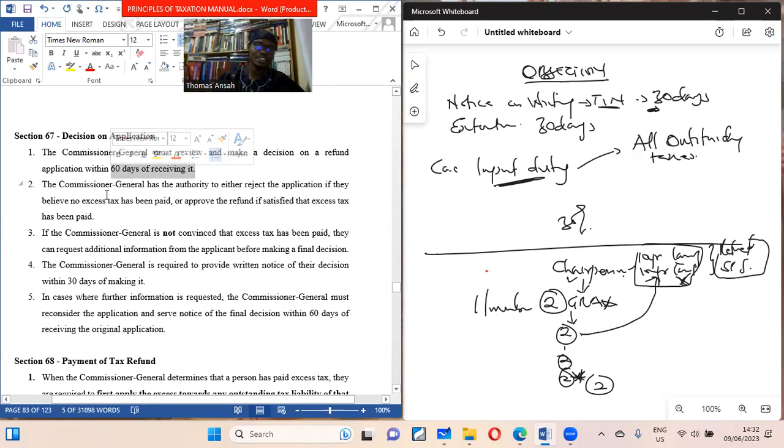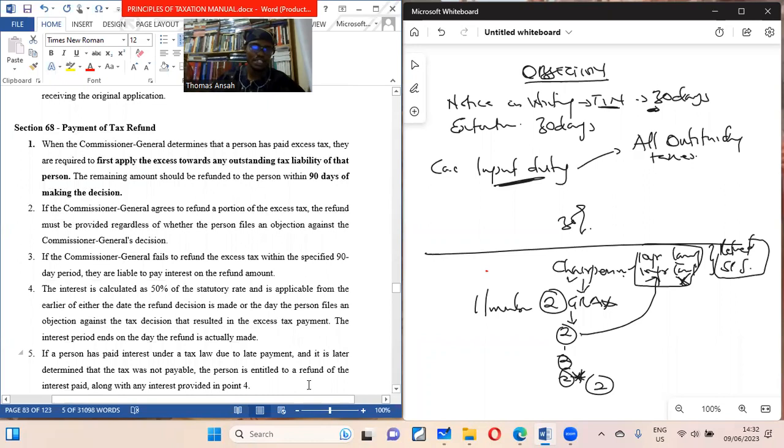No, it still starts. So if you want additional information, ask it fast. Now, when they realize that, okay, indeed, there is a refund to be paid, then they have to pay. But the excess is first applied on any other tax outstanding for you, so they will knock off. Then the remaining will have to be paid to you within 90 days of the decision. Okay, so that is that.